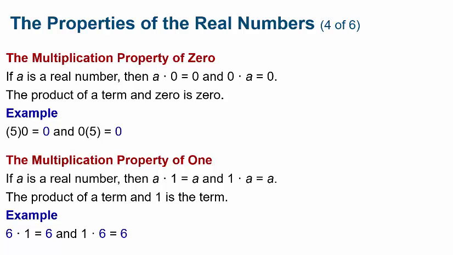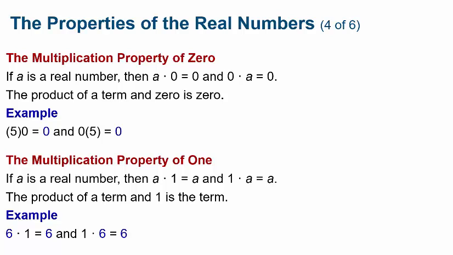Okay, multiplication property of 0. If a is a real number, then a times 0, anything times 0 is 0. And 0 times any value, so 0 times a is 0. So the product of a term and 0 is always 0, never changes. So 5 times 0 is 0, and 0 times 5 is 0. Doesn't change.